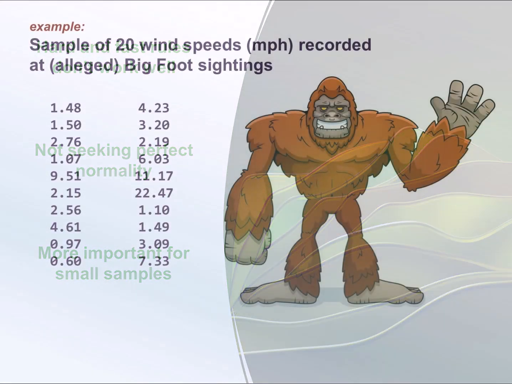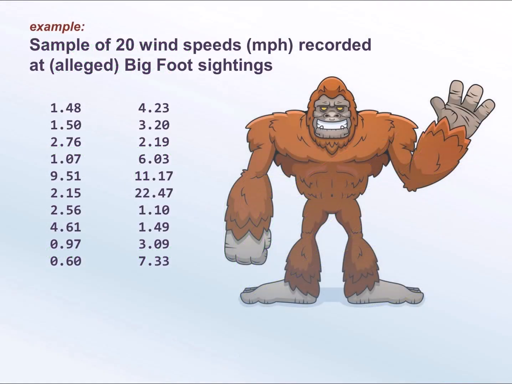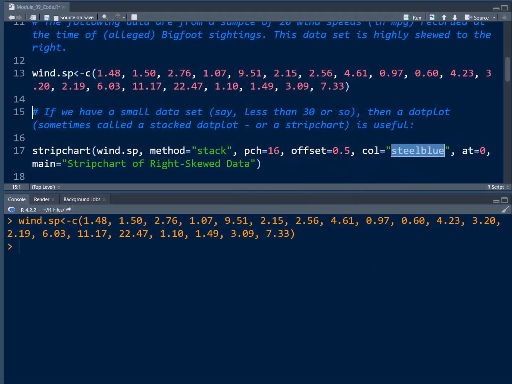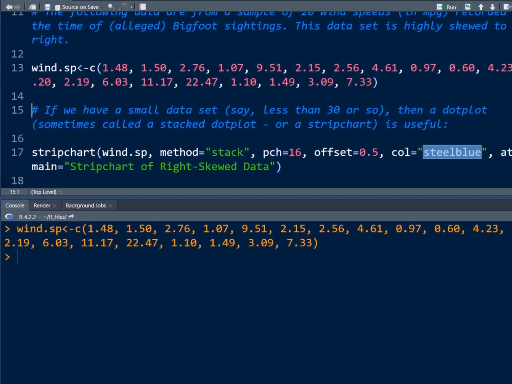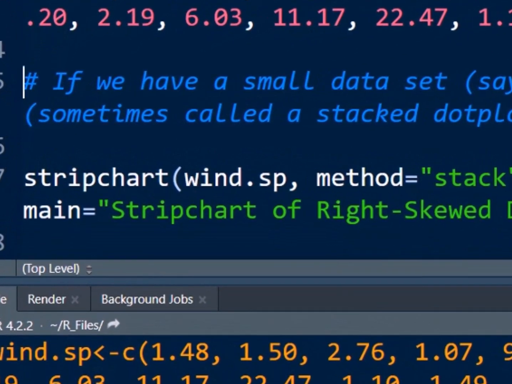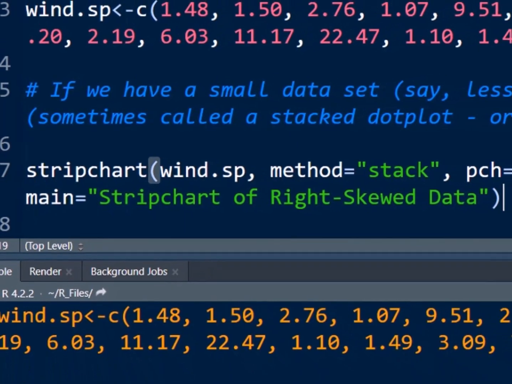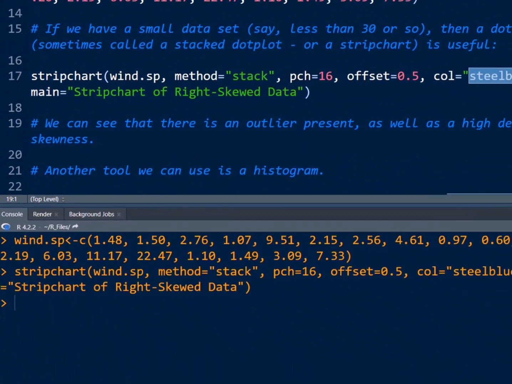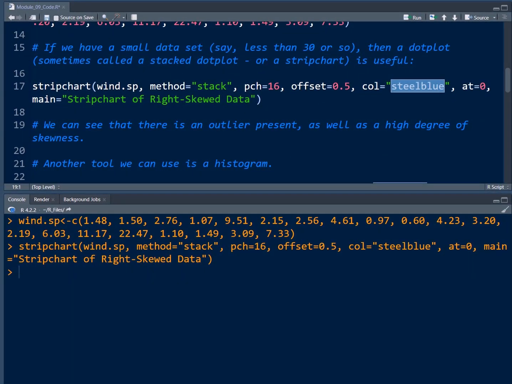Okay, so let's begin with a dataset that is highly skewed to the right. These data are a sample of 20 wind speeds in miles per hour recorded at the time of alleged Bigfoot sightings. One tool that we can use to look for outliers, skewness, or multiple modes is a strip chart, also known as a stacked dot plot. A strip chart simply indicates where each data value falls on an axis by plotting a point. For data values that repeat, the points stack on top of each other.